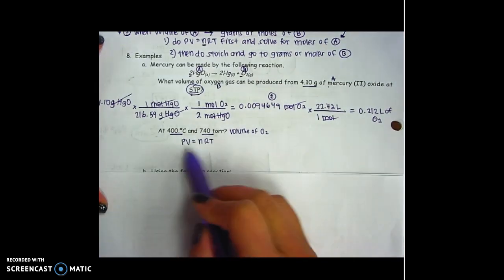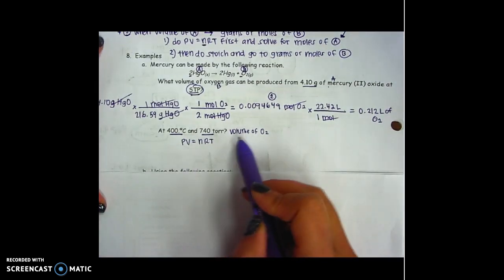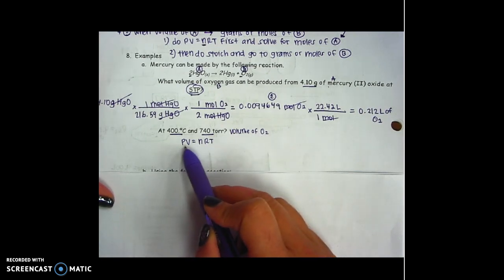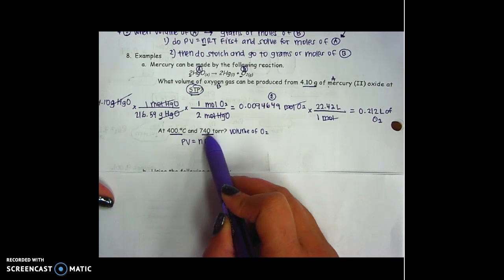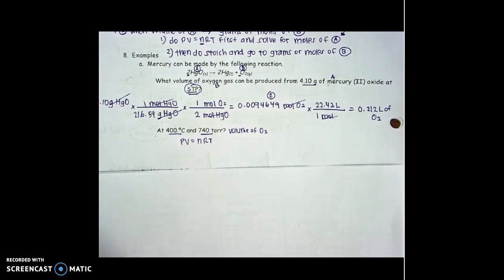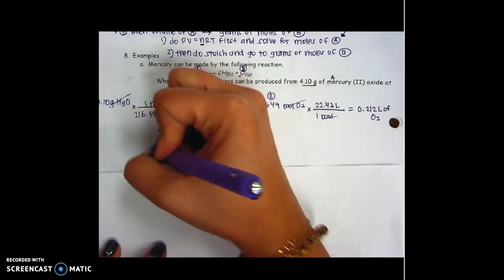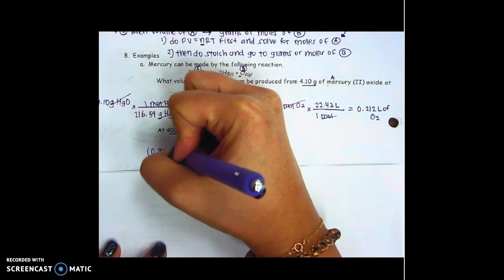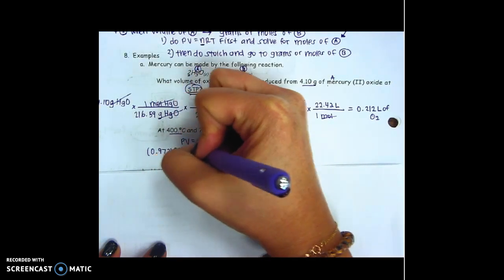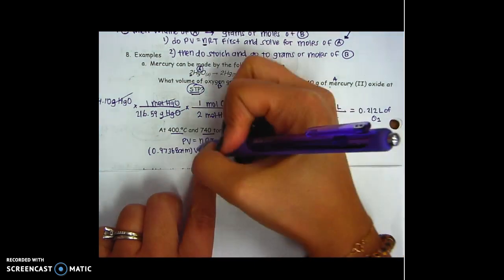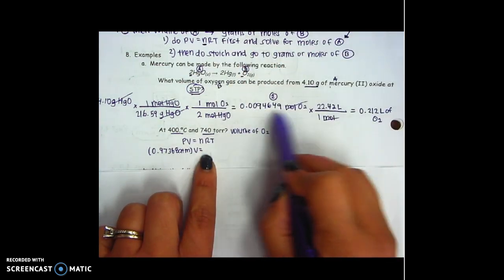But now let's try plugging it into PV=nRT, because we know that we're not at STP anymore. So I'm going to plug in my pressure. It's 740 torr, so I need to convert that. 740 divided by 760 to get it into atm, and that gives me 0.97368 atm. I'm just going to use a lot of decimal places. The volume is the one that I'm solving for. The number of moles is what I have. Remember how we calculated that up here?